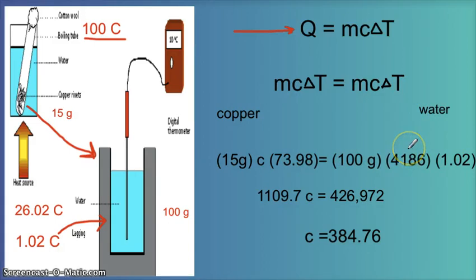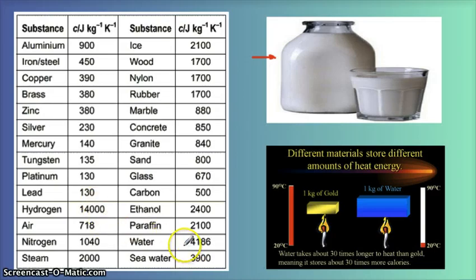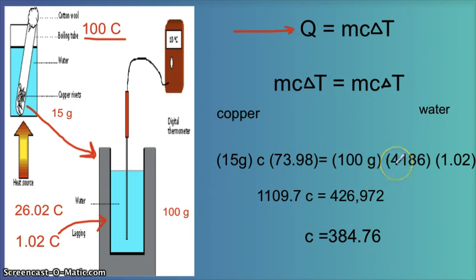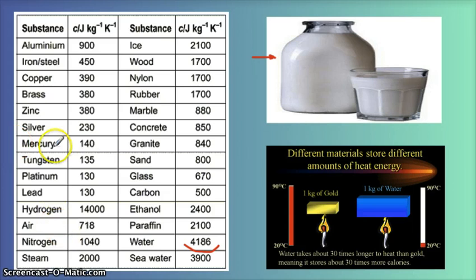What is this? This, according to our chart, is what water is on specific heat. See? So we just put that right in there because we knew that. So just doing a basic algebraic equation, we multiply this and this, ended up with that. We need to solve for C, and C ended up with 384.76. Were we close to what it normally is? Hey, we were close.